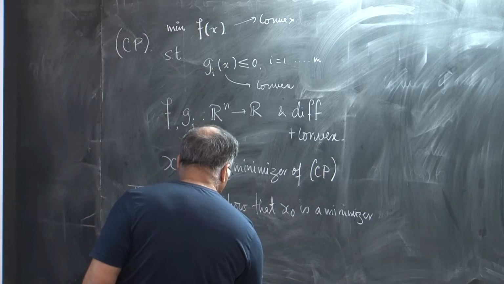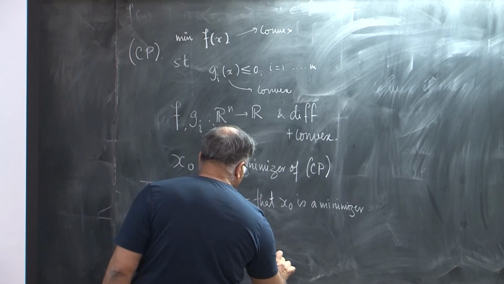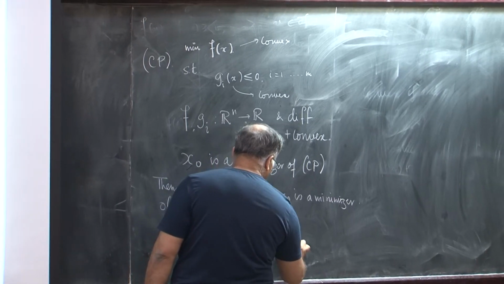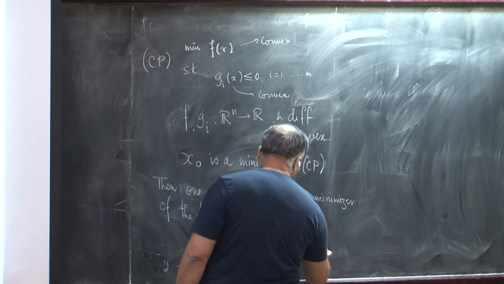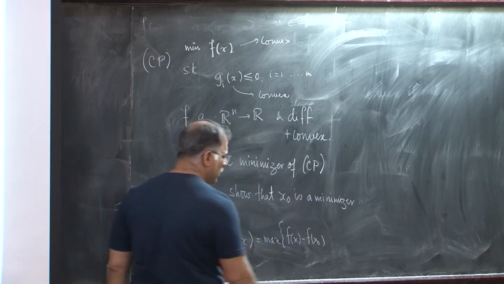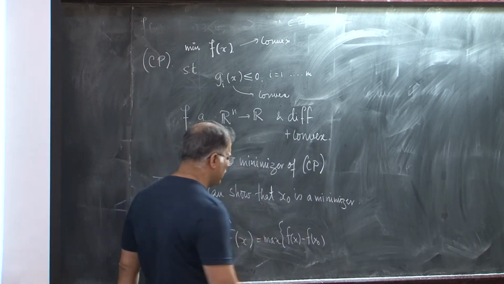capital F(x), which is given as max of f_i(x) minus f(x0). So, if we add a constant to a convex function, it remains convex.